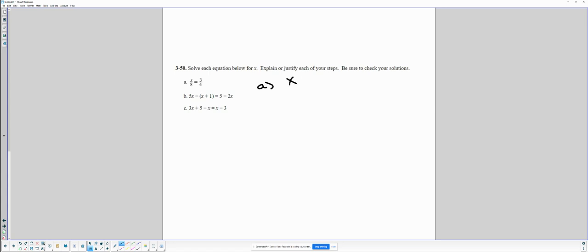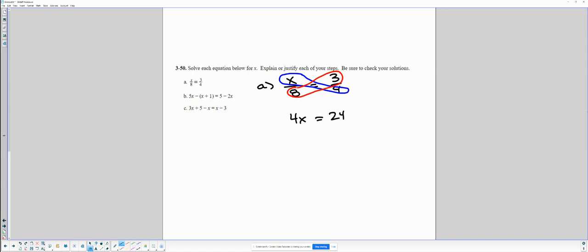Okay, this is x over 8 equals 3 over 4. All right, something that you might have learned in middle school is you can do what we call a cross product. Right, so you can do diagonally x times 4 is 4x, and diagonally 8 times 3 is 24. So that's 4x equals 24.